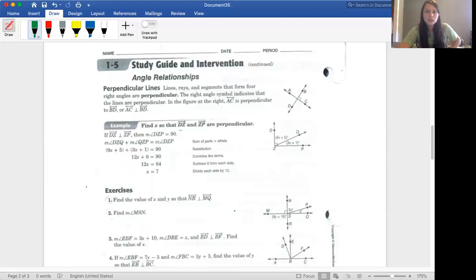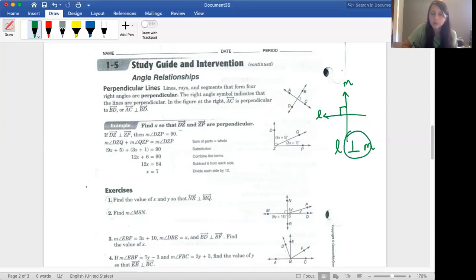Okay, so now we're going to look at perpendicular lines. Well, perpendicular lines are basically lines that create perpendicular angles, right? So anytime you have two lines that create a right angle, they are called perpendicular lines. And we can use this little perpendicular symbol to show it's 90 degrees. Another way of looking at that in a sentence, if this were line L and this were line M, I could say that line L is perpendicular to line M. So this little symbol here means perpendicular.